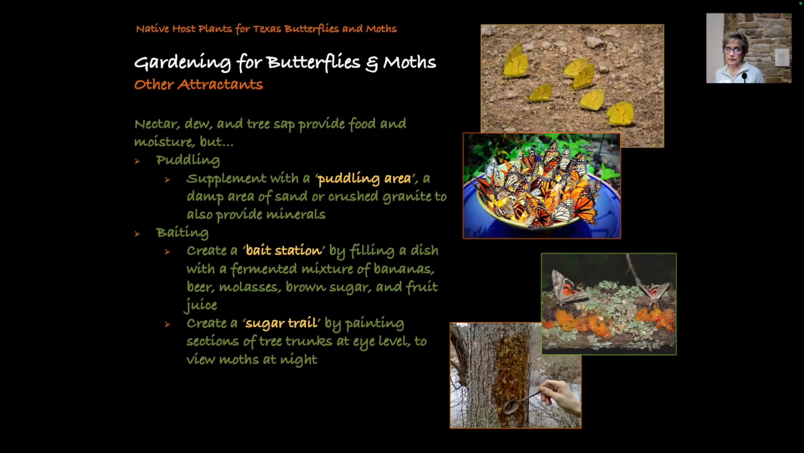One of them is puddling. So you could create a puddling area by taking a dish or just a shallow area in your yard and put some sand or some crushed granite and keep it moist. Don't waterlog it, but just keep it moist, and butterflies will actually come and get minerals from that.